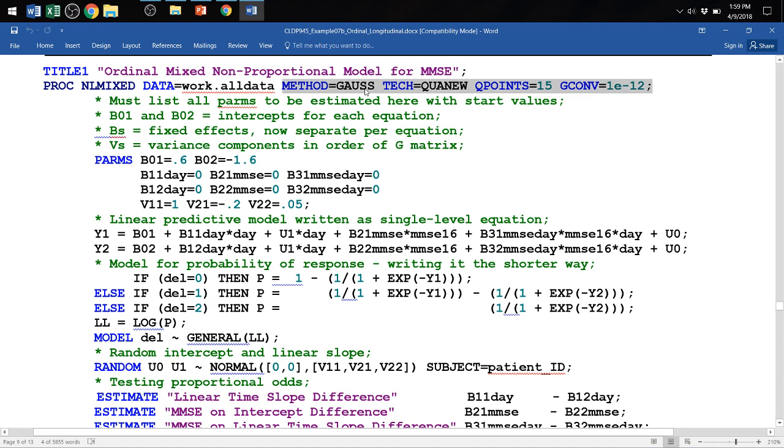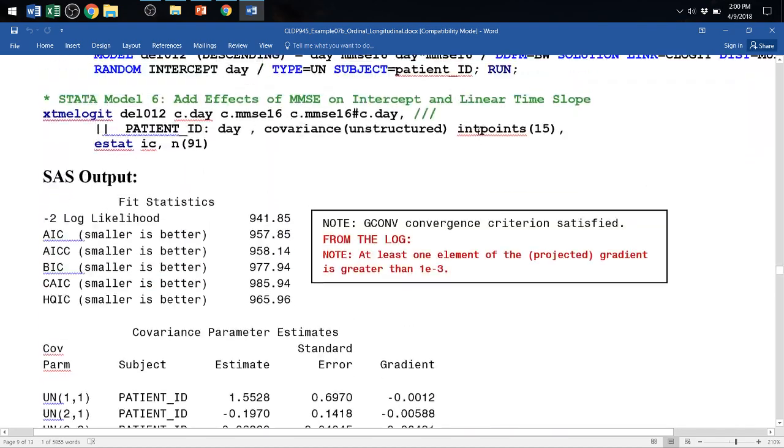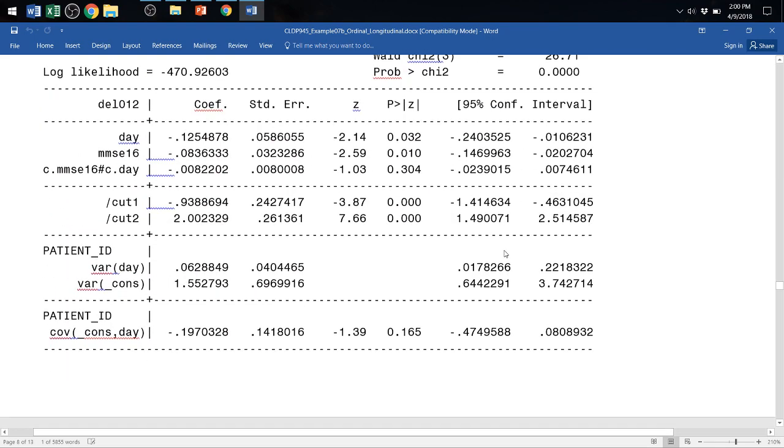Do you remember what Gauss means? Gaussian? Normal, yes. And qua-nu? Qua, it stands for quad. What's quad refer to? Quadrature or rectangling, broadly construed. So this is adaptive Gaussian quadrature with a Newton-Raphson something or another. That's what the new part means. With 15 points, 15 rectangles per dimension. Those are the same specifications that I used in Glimix to try and make sure that the results are otherwise comparable for that reason.